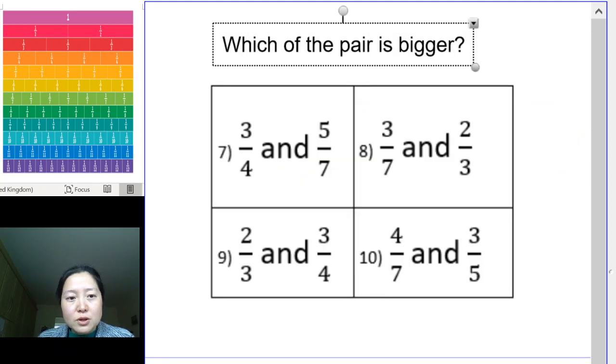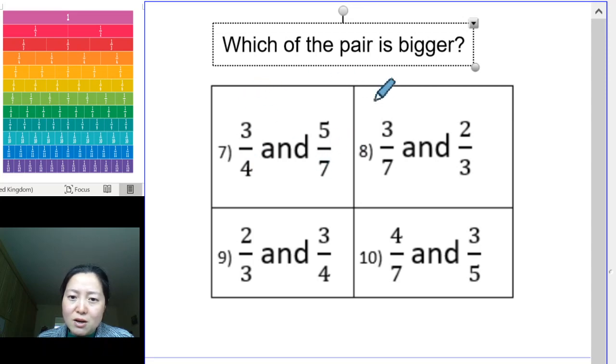So if we look at these questions, using the method we've been using so far about bigger numerator and smaller denominator, that wouldn't quite work because, for example, if you look at number 7, in 3/4, there are fewer pieces, 3 pieces rather than 5 pieces. But the quarter is a bigger piece size than the 7th.